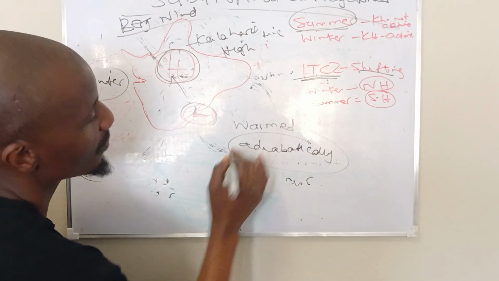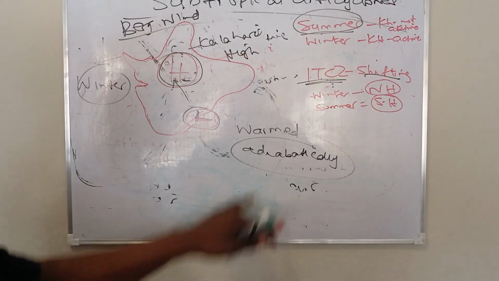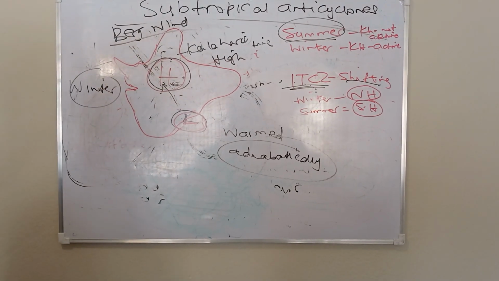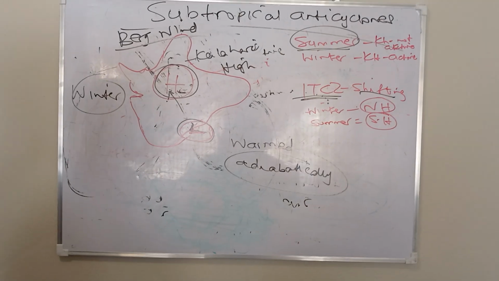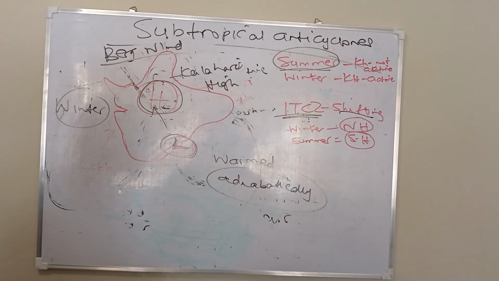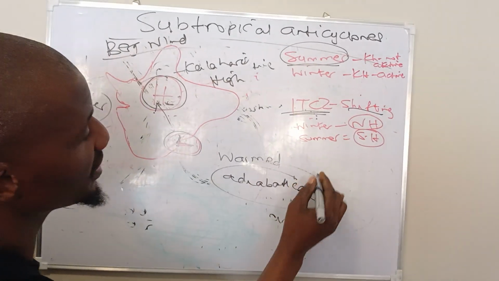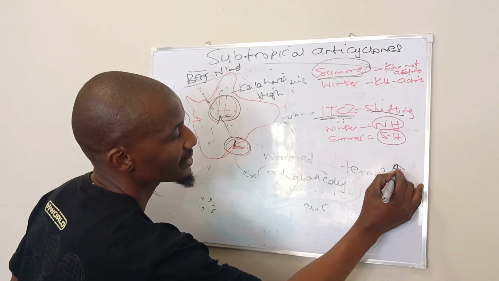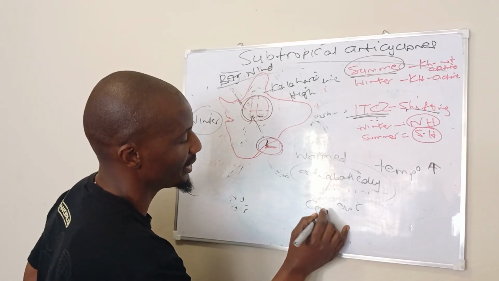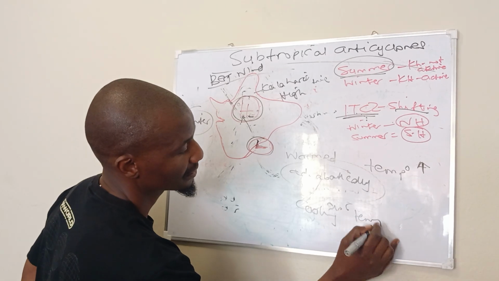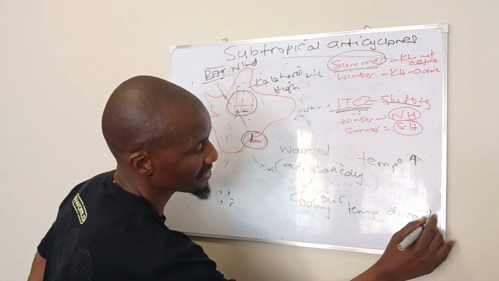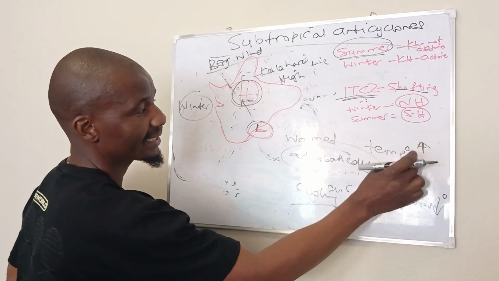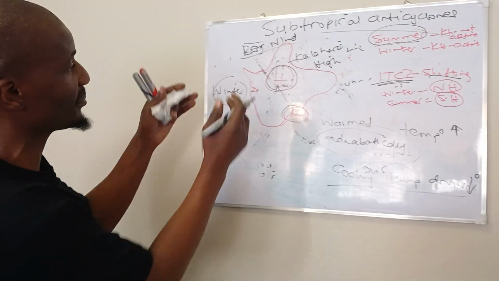It's warmed adiabatically, which means for every decrease of 1,000 meters as it descends, the temperature increases by 6 to 6.5 degrees Celsius, or for every descent of 100 meters, the temperature increases by 1 degree. So adiabatic warming means the temperature increases. When you talk about adiabatic cooling, the temperature drops. That is the difference between the two. So in this instance, when we're talking about berg winds, the temperature is increasing.